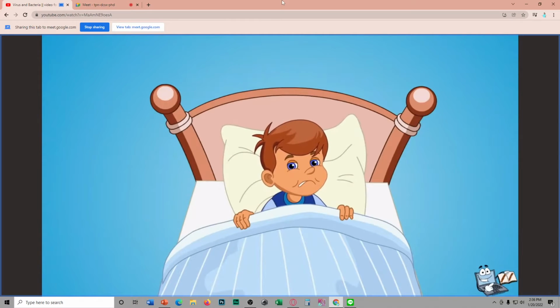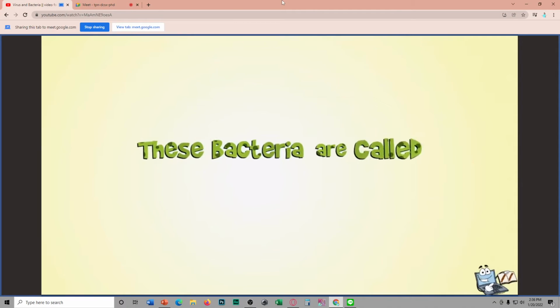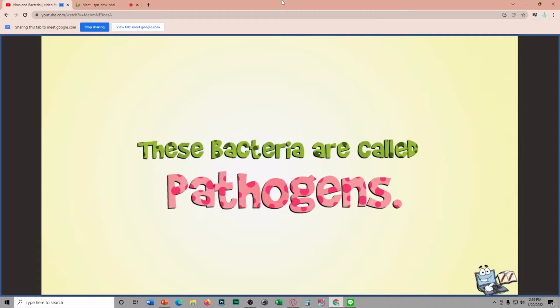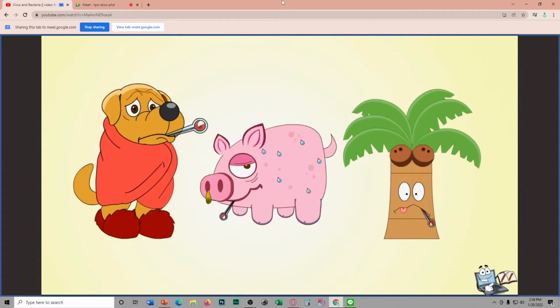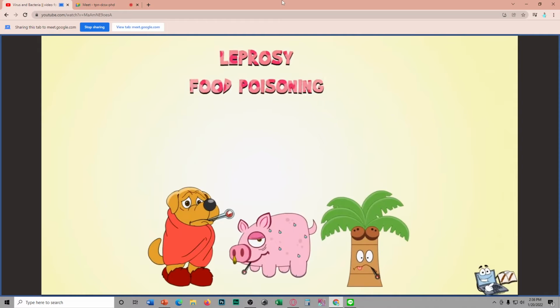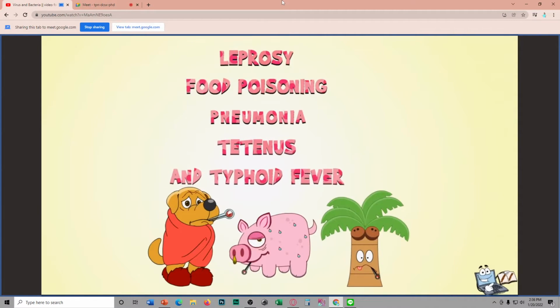But some are and can make us sick. These bacteria are called pathogens. Pathogens can cause and spread diseases in animals and plants. Some examples of pathogens are leprosy, food poisoning, pneumonia, tetanus, and typhoid fever.